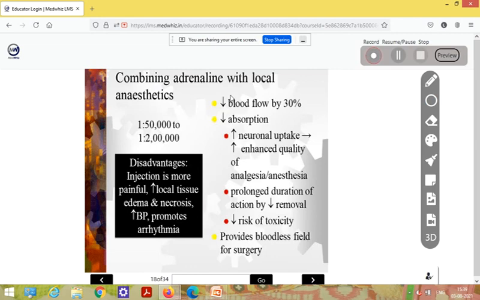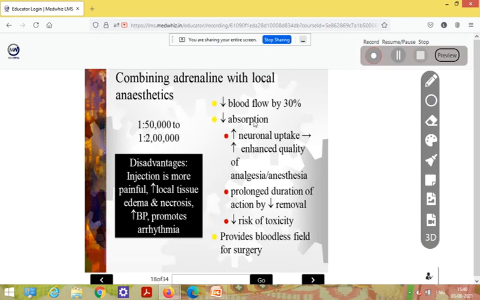Next, moving on to the second question, why should local anesthetics be combined with vasoconstrictors? So you know by now what adrenaline is. Adrenaline is a vasoconstrictor. So if we are combining it, what should be the concentration? Adrenaline is usually used at a concentration of 1 in 50,000 to 1 in 2 lakh. So what are the advantages?